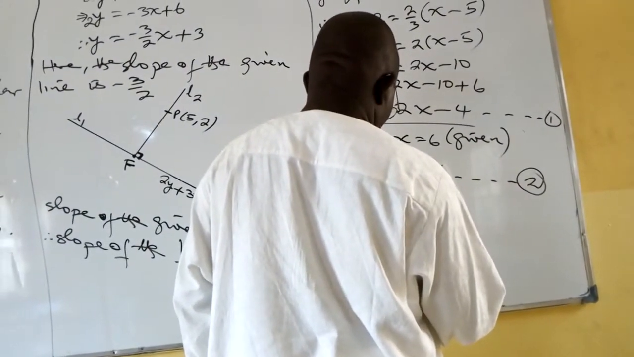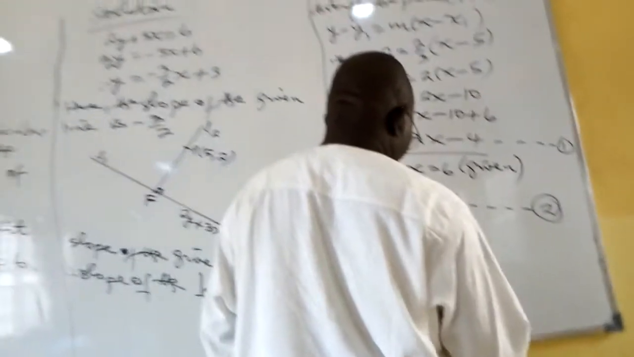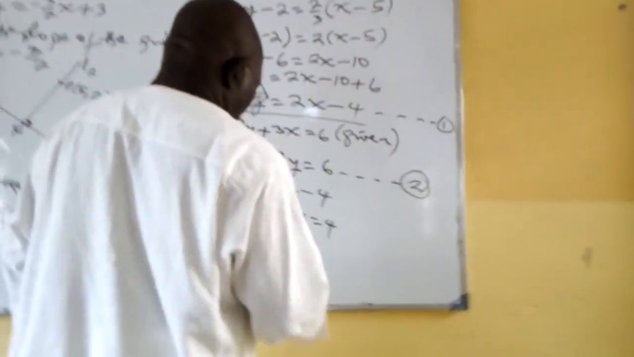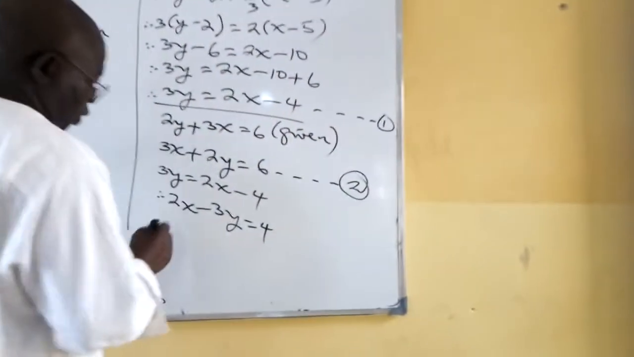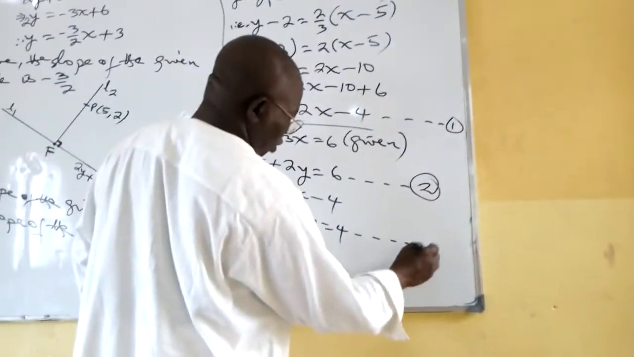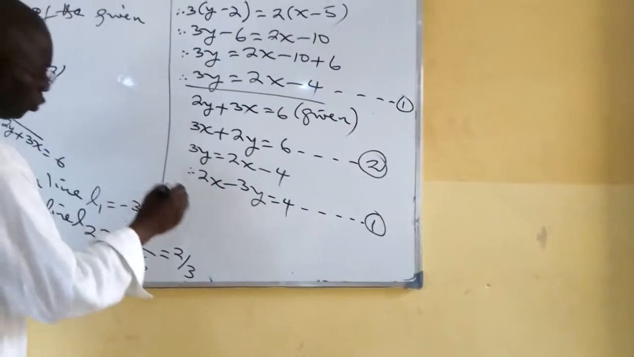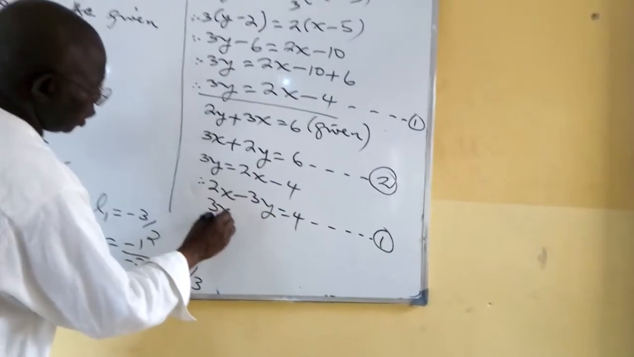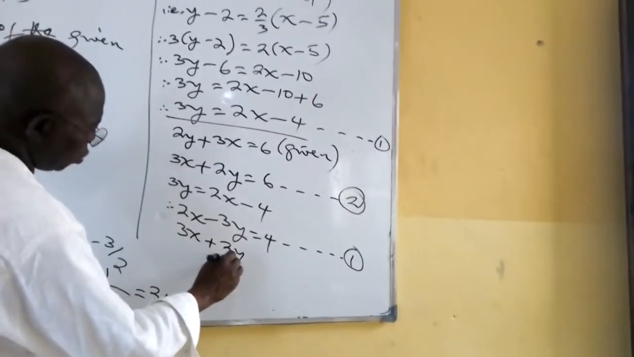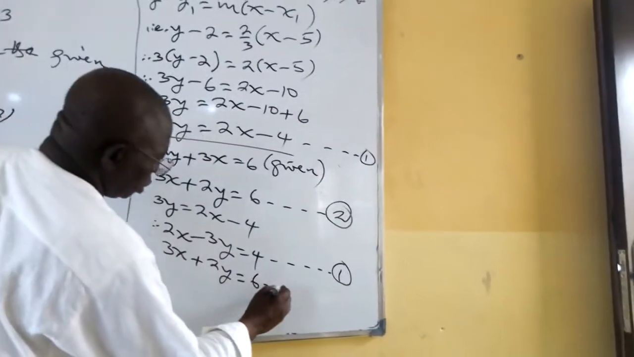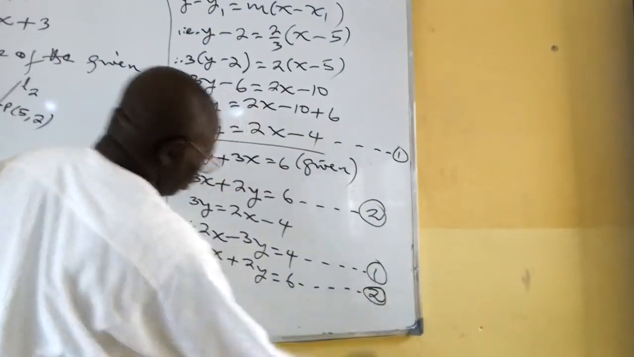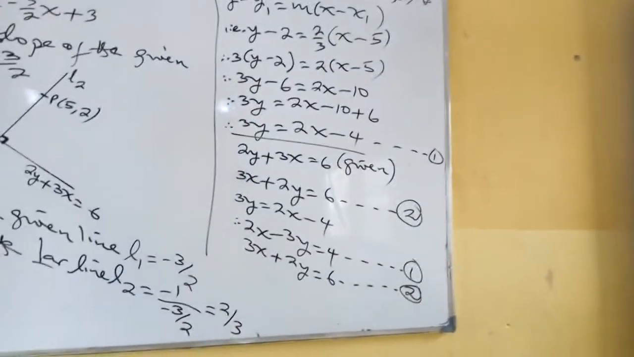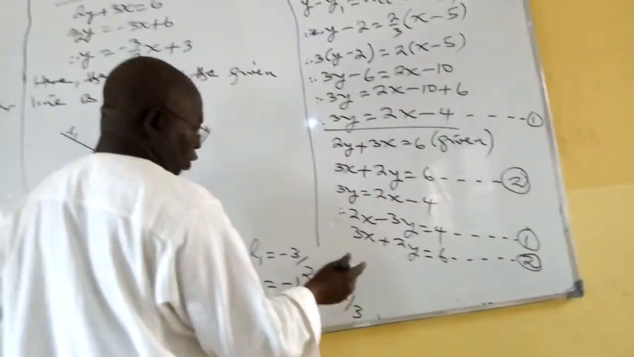Equals 4. Now, this is my equation 1 here. Equation 1. This equation 2 is 3x plus 2y equals 6. Equation 2. I have to solve these two equations simultaneously. So what do we do? You all know how to solve simultaneous equations.